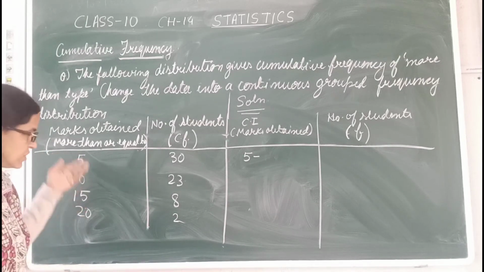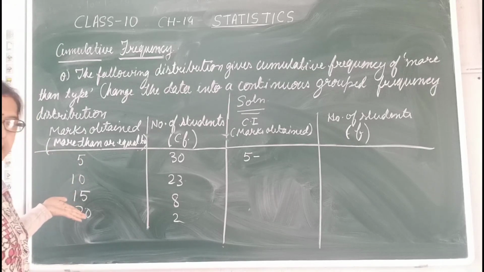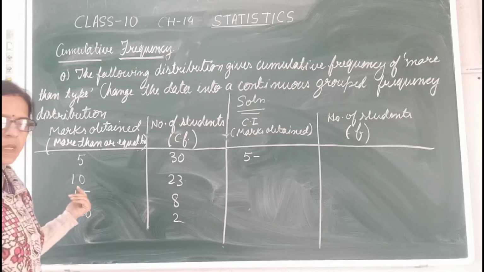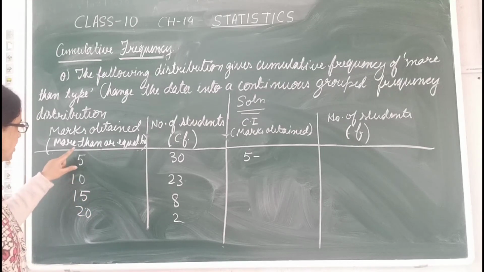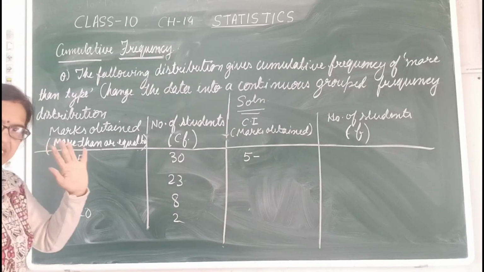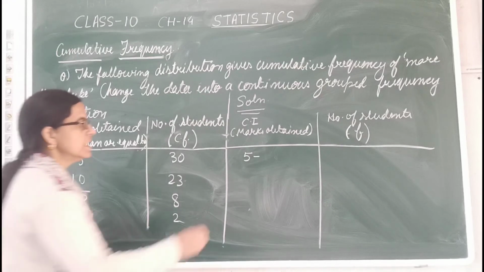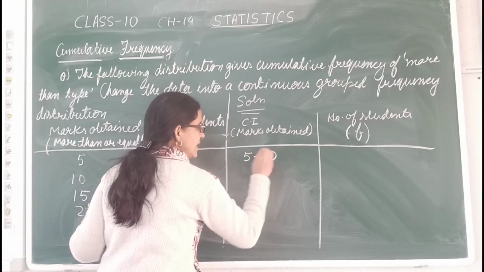Subtract any two consecutive values over here. We cannot say class marks, we should say the marks obtained. So any two, if you subtract, you are getting the difference as 5. It means the upper class limit for the first class interval is 5 plus 5, that is 10.